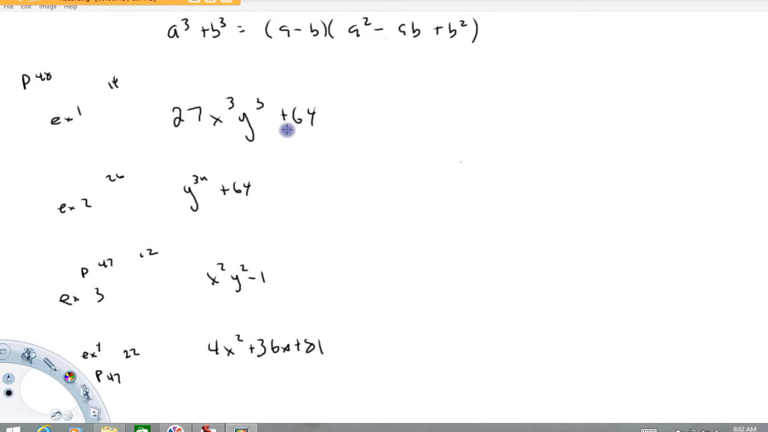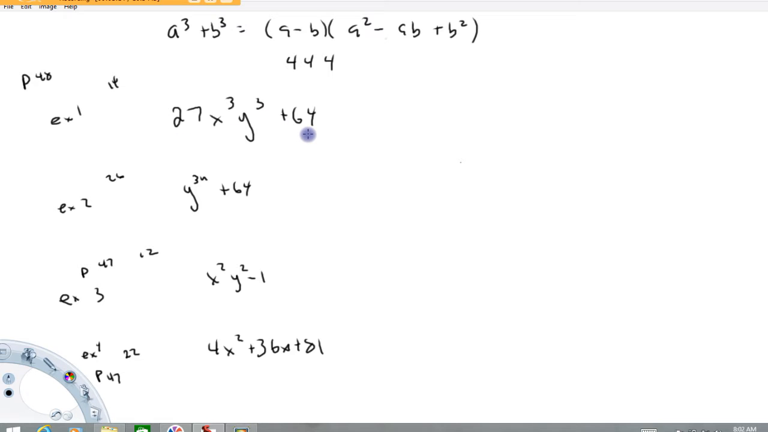Looking this one over, you need to notice that the x is cubed, the y is cubed. Also, 27 is a perfect cube: 27 is equal to 3 cubed. And this 64 is a perfect cube as well. If I take 4 times 4, you get 16, times 4 more, you'll get 64. So this is the sum of two cubes.